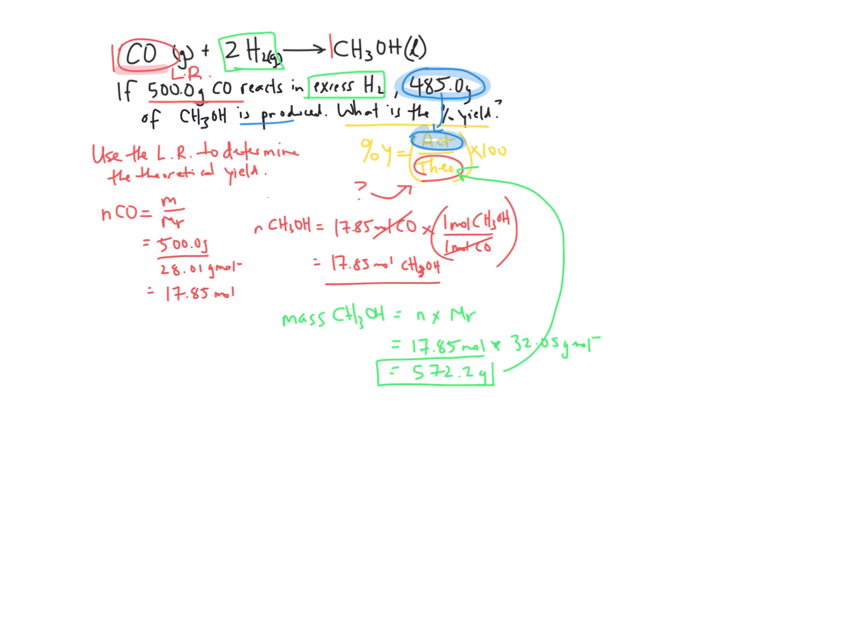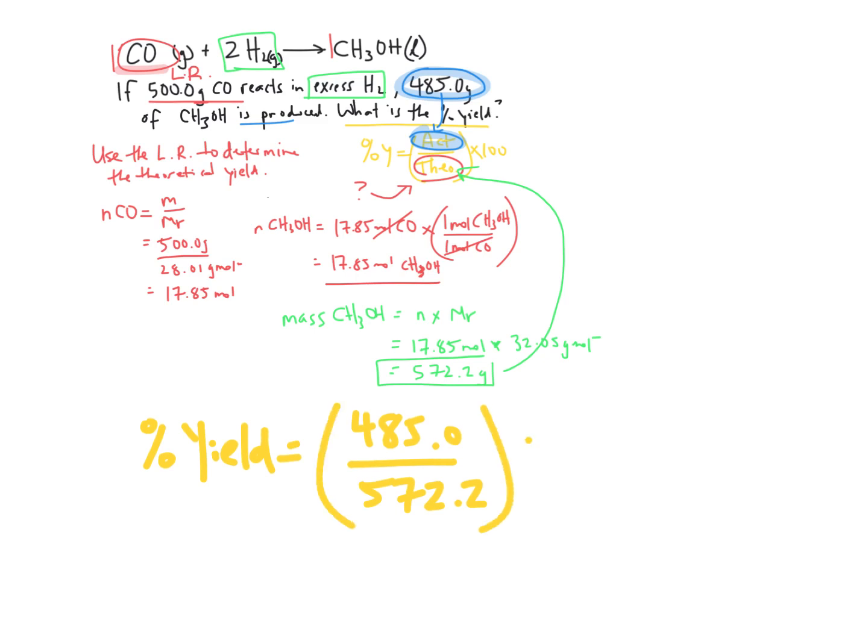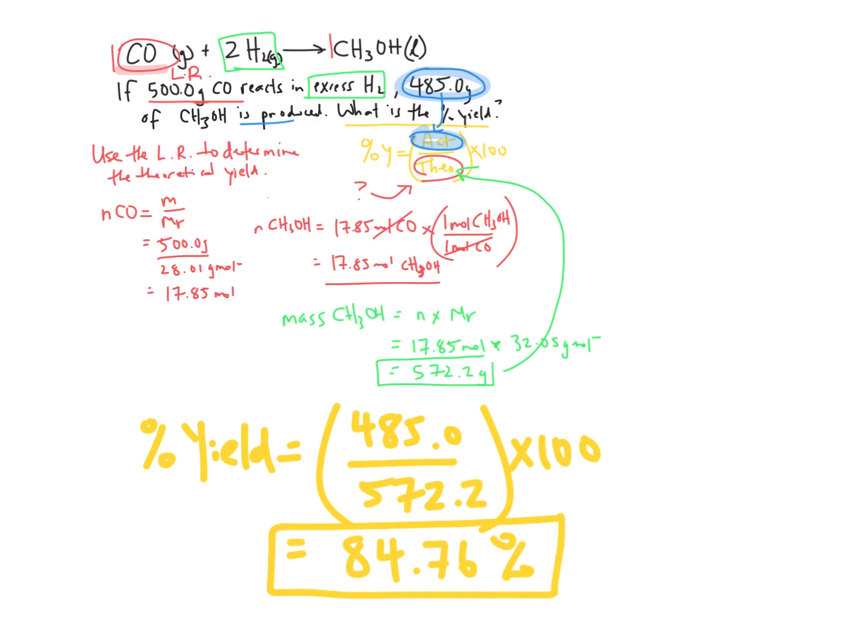Of course, the question clearly says we didn't get that much. Surprise, surprise, what we actually got was the 485. So to determine percent yield, we're going to pump in 485 divided by 572, and we're going to times it by 100. Bada bing, bada boom. What do we get? We get about 84.8, or 84.76, or somewhere thereabouts. That's our percent yield.